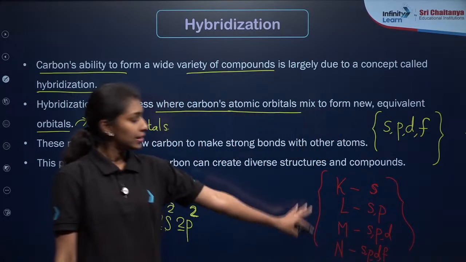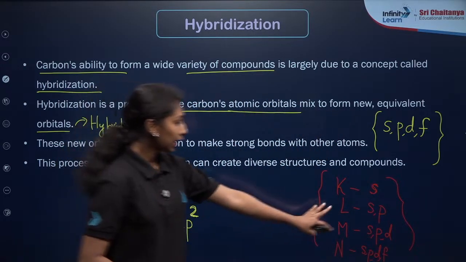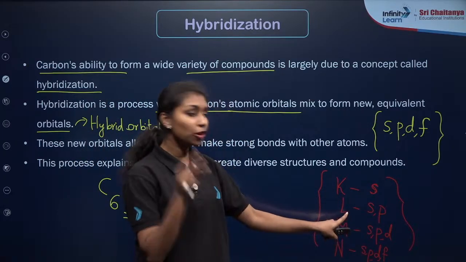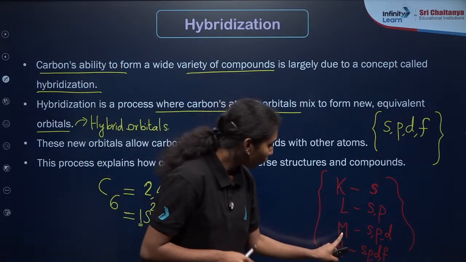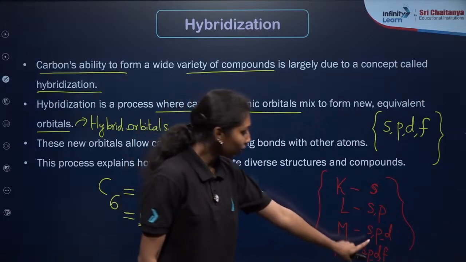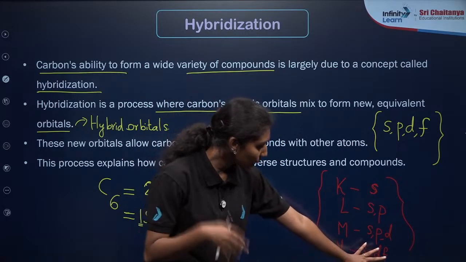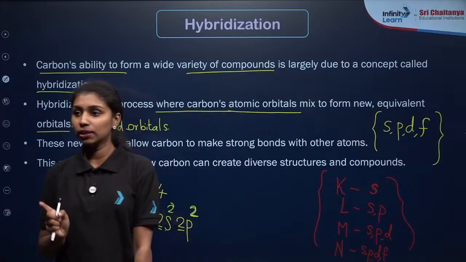Okay, just note this down. In the K shell, there is only one subshell, that is S. In the L shell, there are 2 subshells, S and P. For the M shell, the third shell, there are 3 subshells, that is S, P and D. And for the last one, it is S, P, D and F. Just note it down somewhere.